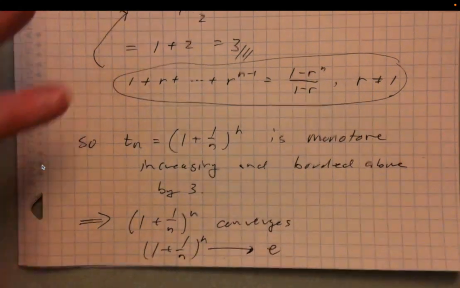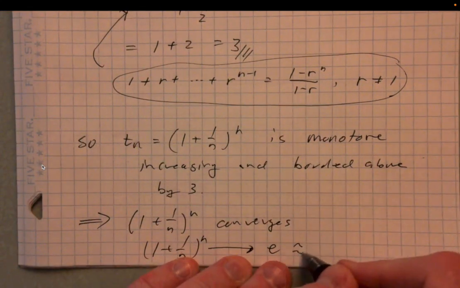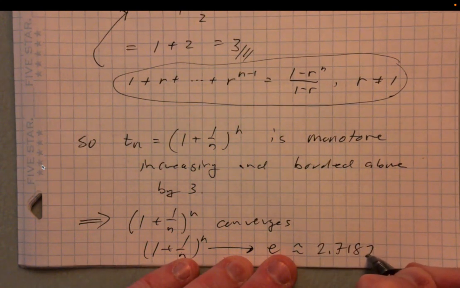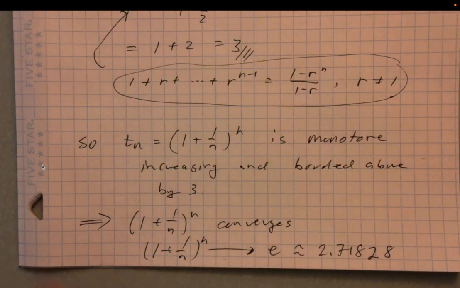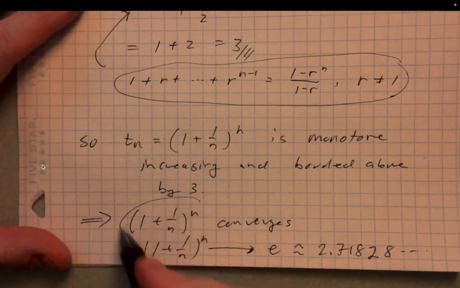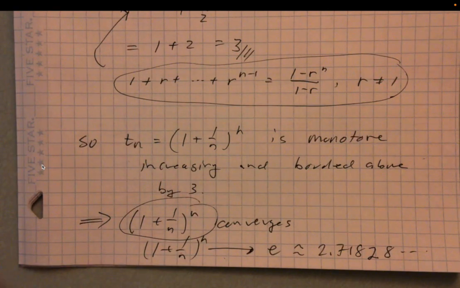Now, it turns out that (1 + 1/n)^n, as I said at the onset, converges to the Euler number, which is approximately 2.71828, I think. Obviously, it goes on forever. Again, we're not proving what that limit is, but you can see that the fact that a limit exists is clear from the fact that this sequence here is monotone increasing and bounded. Okay. All right, very good.